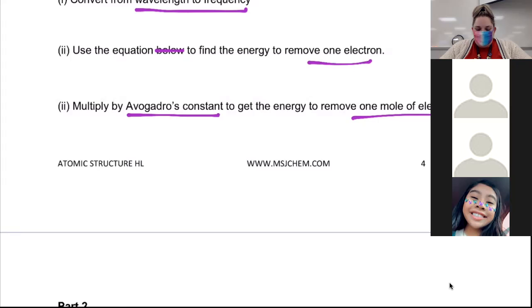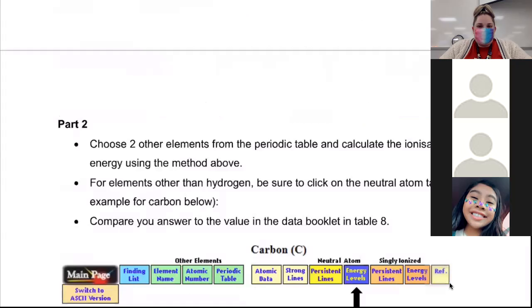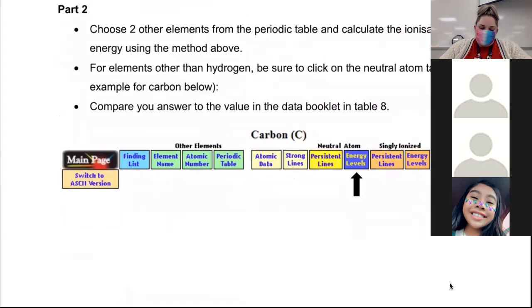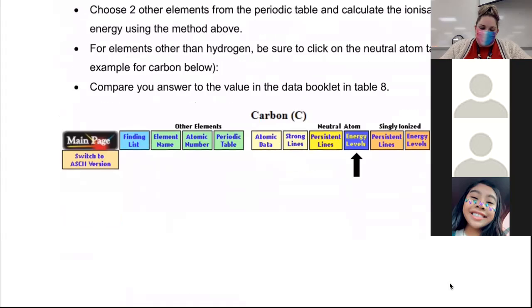After you do hydrogen as an example, it says choose 2 other elements. You can choose whatever 2 you want, as long as they have data on there. And you're doing the same exact process using that method. It does give a warning: for elements other than hydrogen, make sure you click on the energy levels under neutral atom. You don't want the one that's already been ionized once. That's going to give you the second ionization energy, not the first.